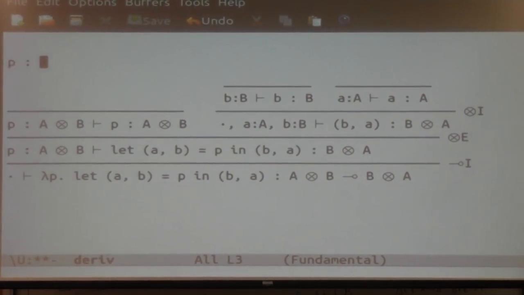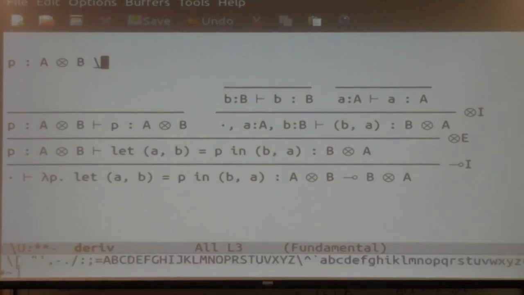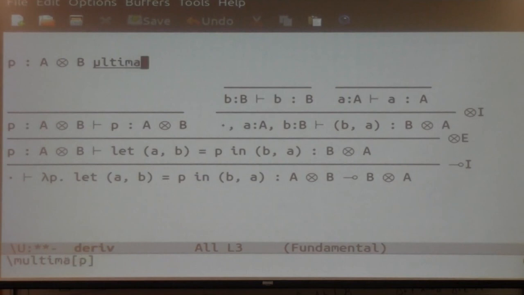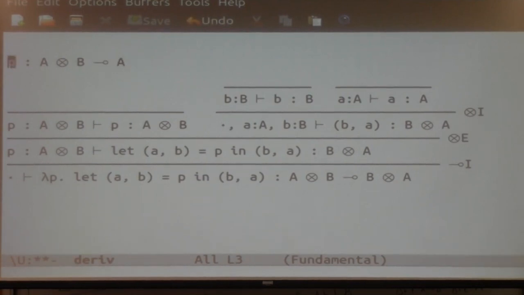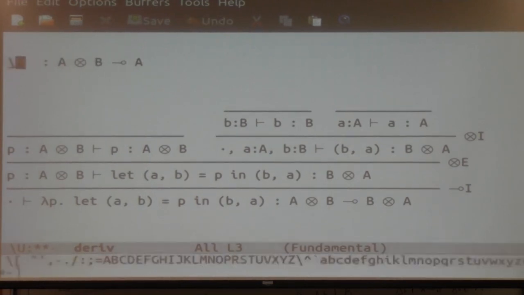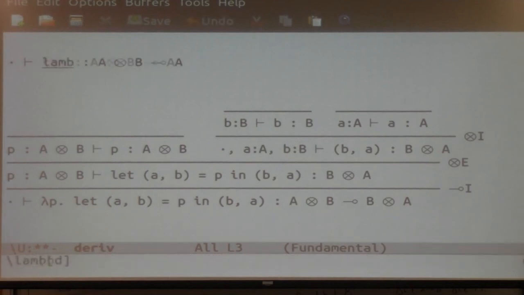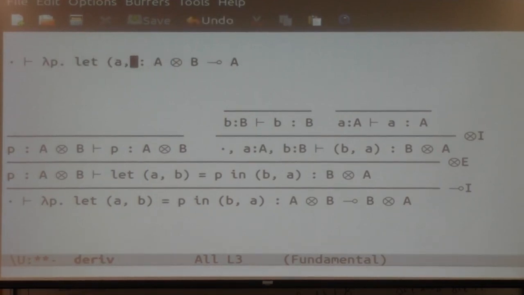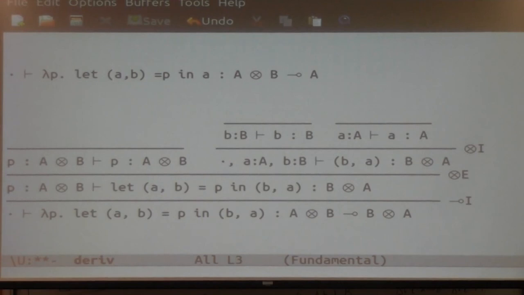So you can't write a projection function which takes A times B and returns A, the first projection. Let's actually go through this. This is a good example of what's impossible to write in a linearly typed system. If you wanted to write this in Haskell or ML, what you might do is get in a pair, pattern match it, and then just return the first component. And what will happen is we'll run into a problem.